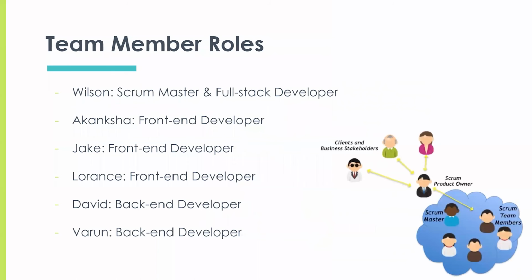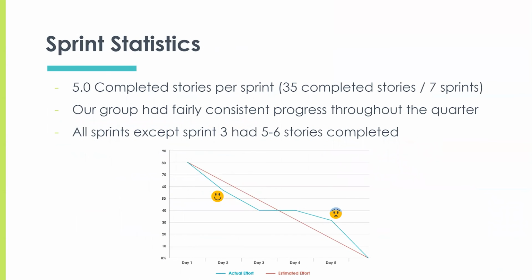For our team member roles and contributions, we have 1 member who worked as a Scrum Master and a full-stack developer, 3 front-end developers, and 2 back-end developers for our project. For our sprint statistics, we have 5 completed stories per sprint, 35 total completed stories over 7 sprints.